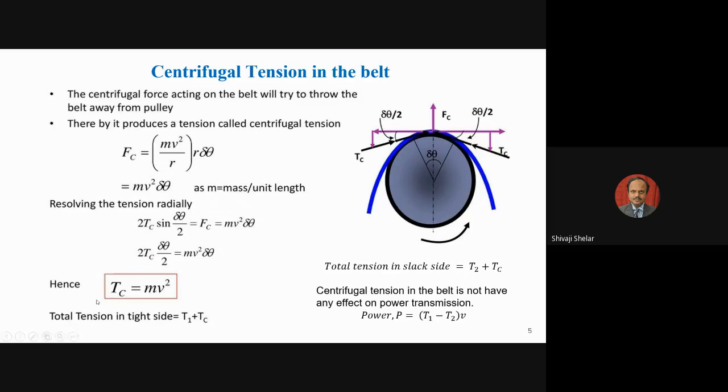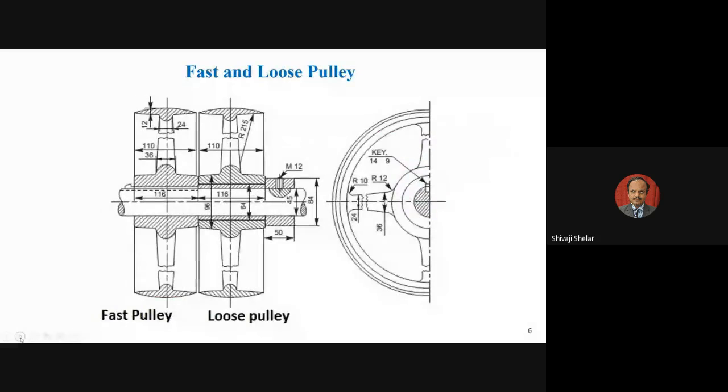Now, how to use this belt with a pulley? So what are the different types of pulley? Let's understand the different types of pulley available here. So this is a very old concept.